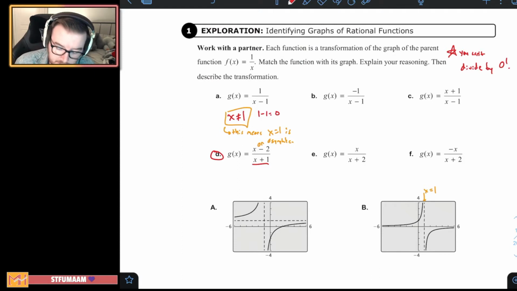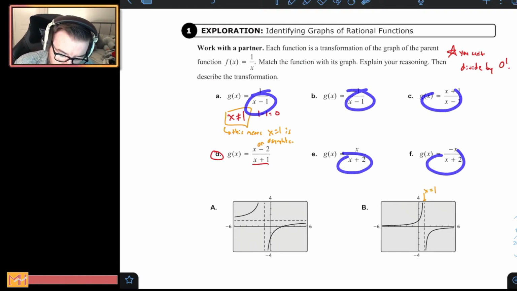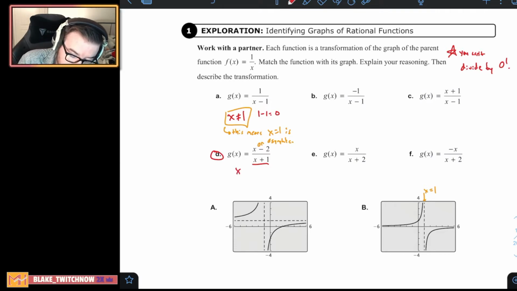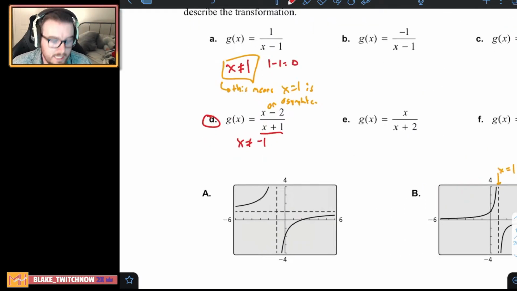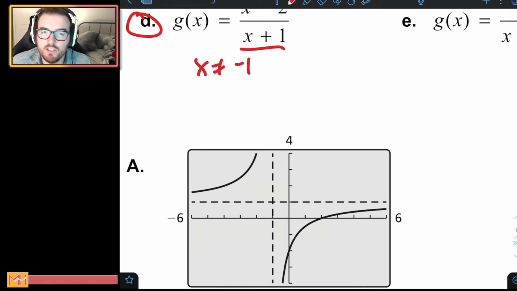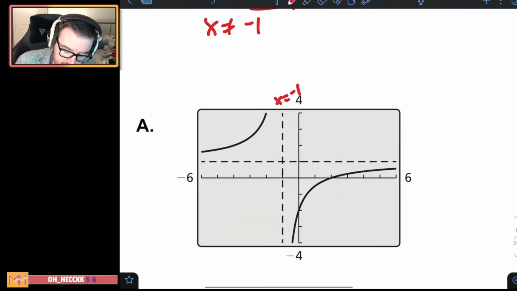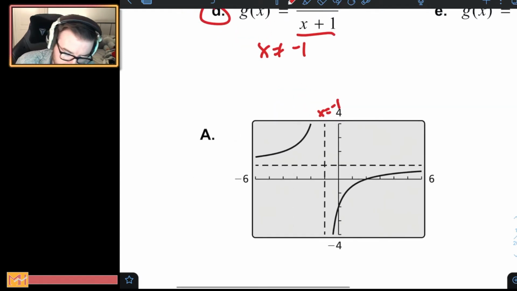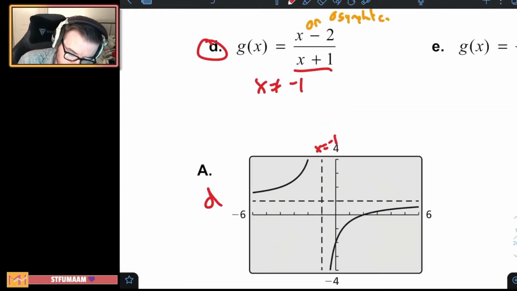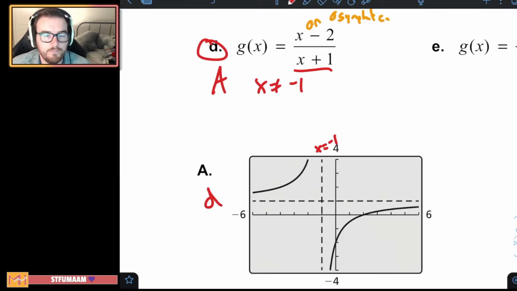We have two x plus 2s, and we have three x minus 1s. So what can't x equal? It can't equal negative 1 because negative 1 plus 1 is 0. And this graph right here has an asymptote at negative 1. So A goes with D. Just by default, we can see that.